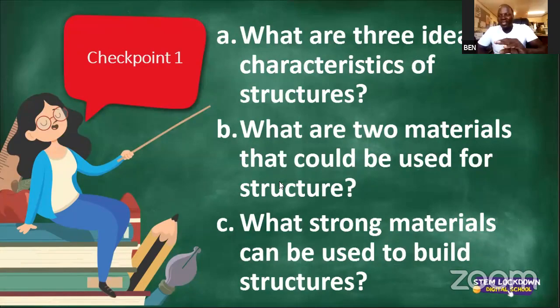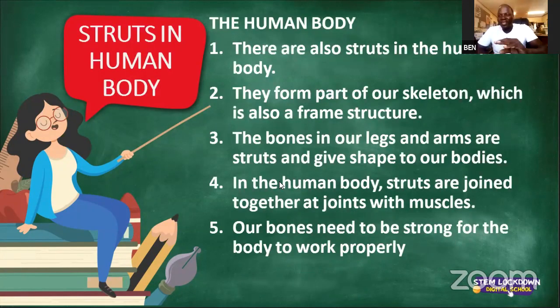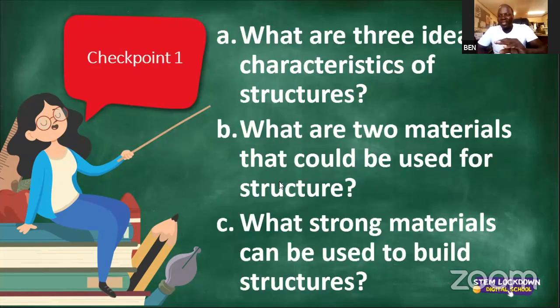The rest of the things, it was an explanation. Just underline those 3 things. If you are able to know those 3 important things on structures, then you understand structures, because number 2, number 5 explain number 1. That is the answer to that question. Number B, what are 2 materials that could be used for structure? Anybody?